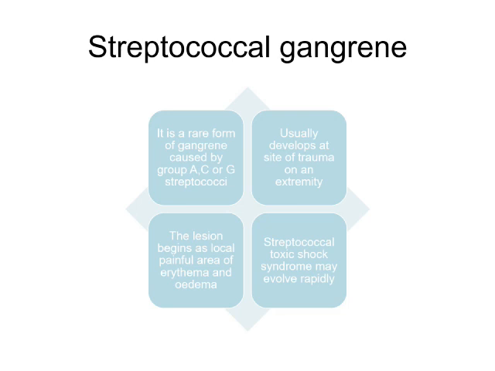The extent of this aggressive process may be initially underestimated because it spreads widely in deep fascial planes with a relative sparing of the overlying skin. Streptococcal toxic shock syndrome may evolve rapidly and become the most prominent feature.